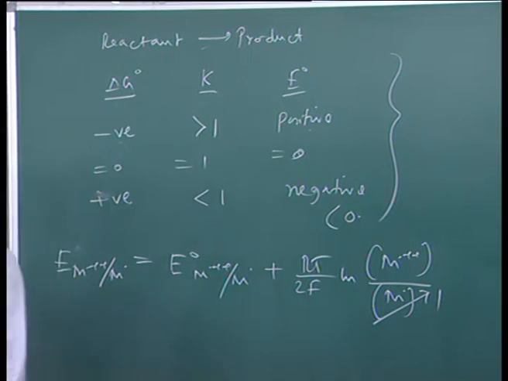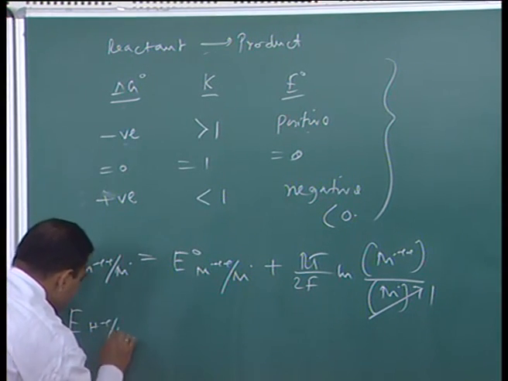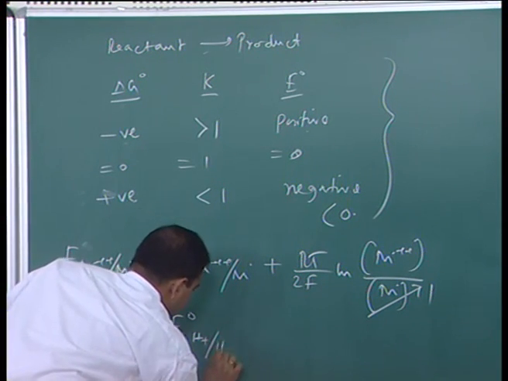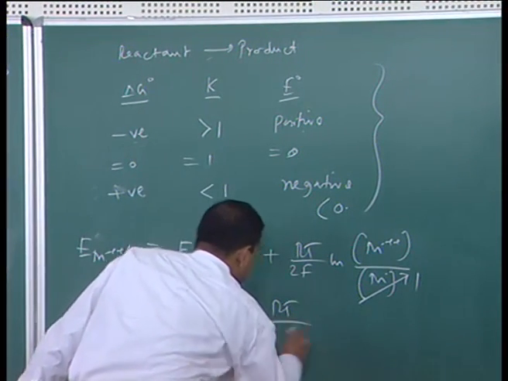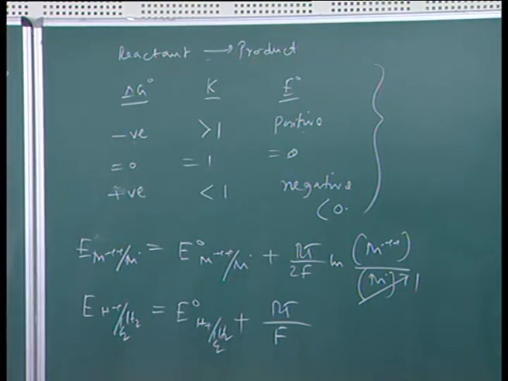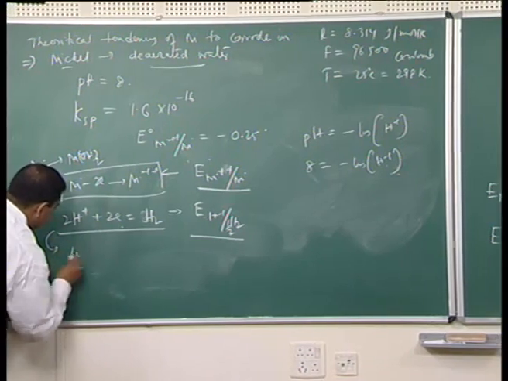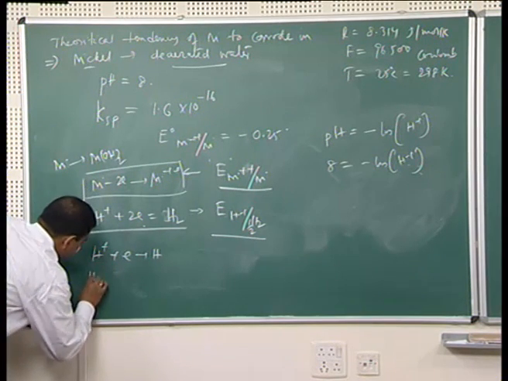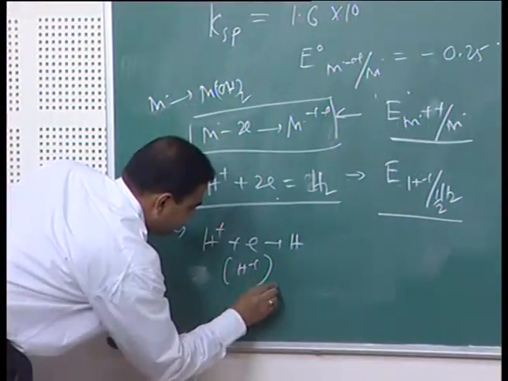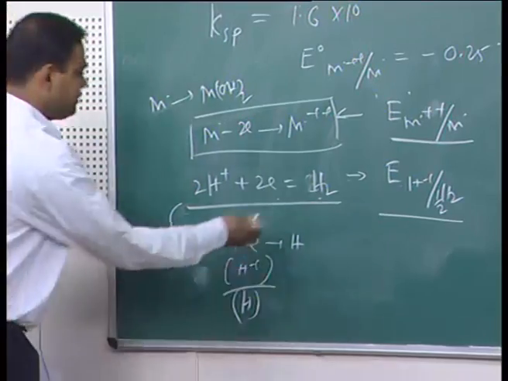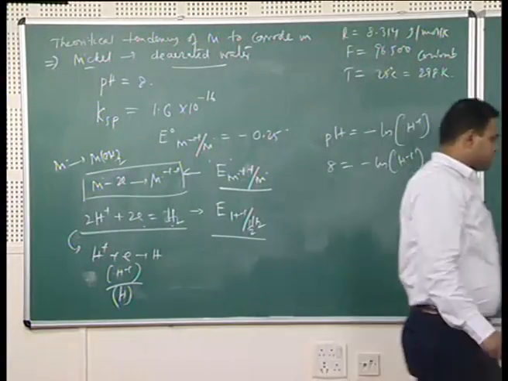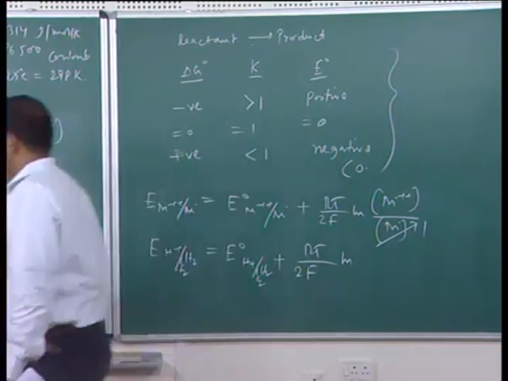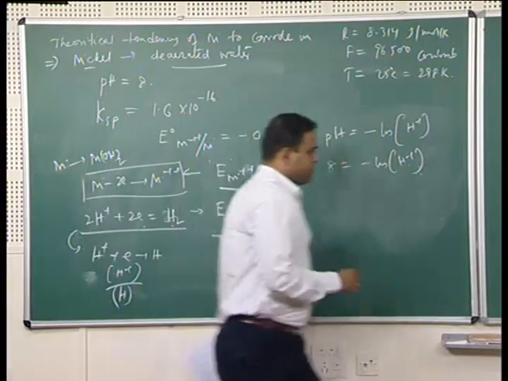Now we know this relation. Another case, E H plus H2, would be equal to E0 H plus H2 plus RT over F, because in this case you can write it in terms of H plus plus e equal to H, so it would be the concentration of H plus and the concentration of H. If I write it in this form, and this is happening at 1 atmosphere pressure, I can write ln, with 2F because here also we involve 2 electrons.